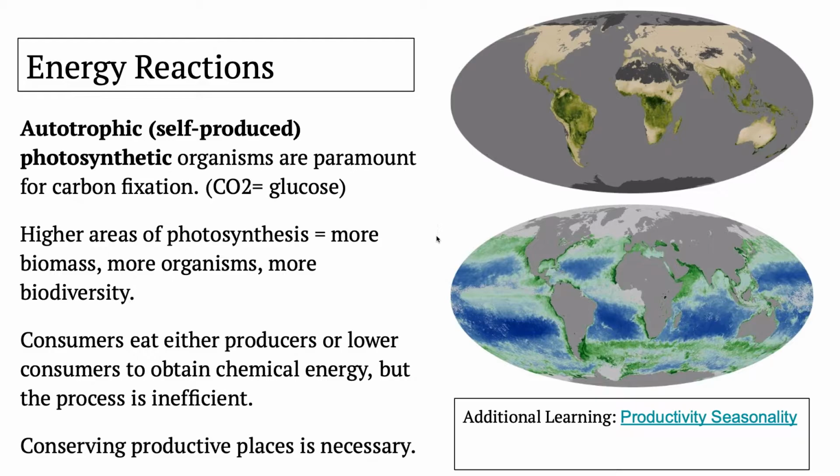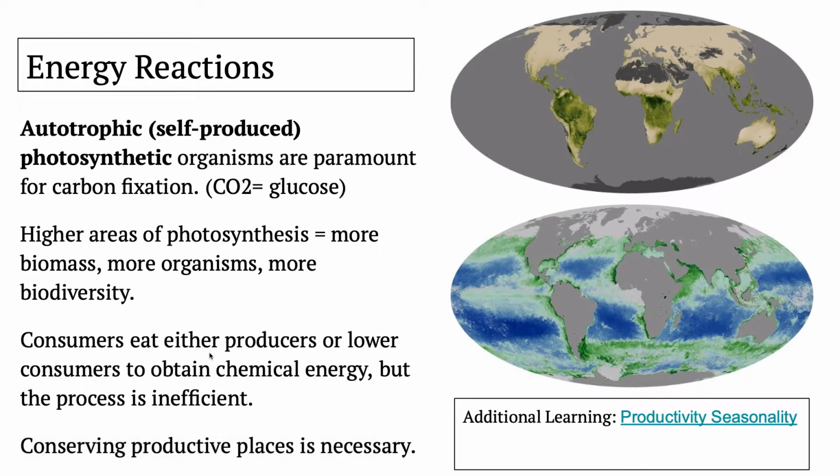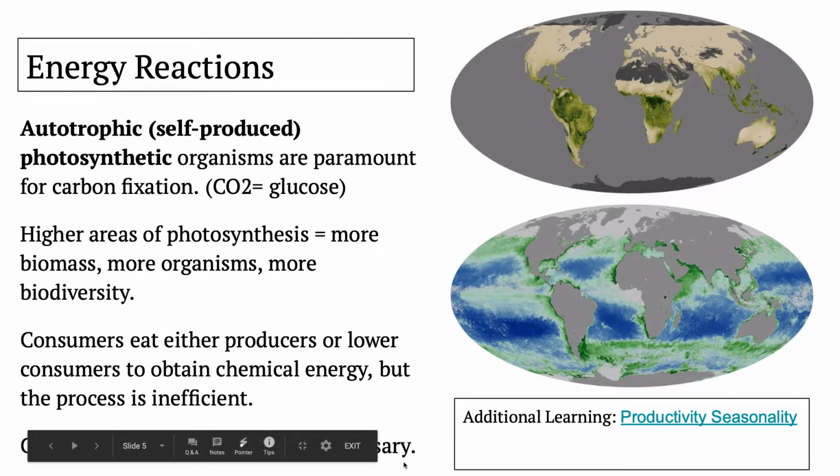Now, this is important because consumers either eat producers, plants, or lower consumers, like an eagle eating a squirrel, to obtain chemical energy, but the process is pretty inefficient, which means the more energy there is, the more species we can have, the more organisms, the more biodiverse. So conserving productive places is really important.